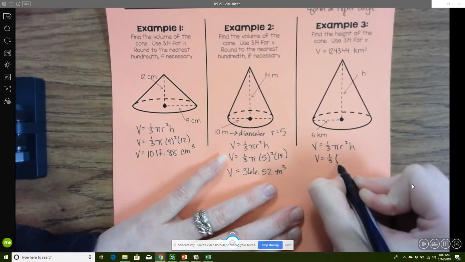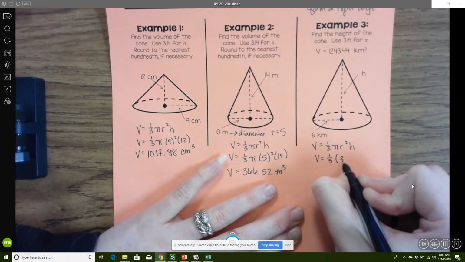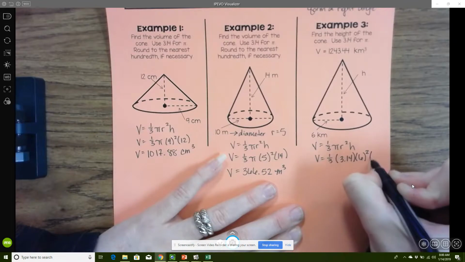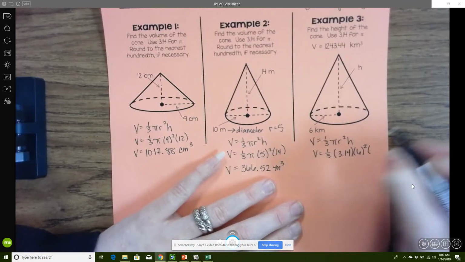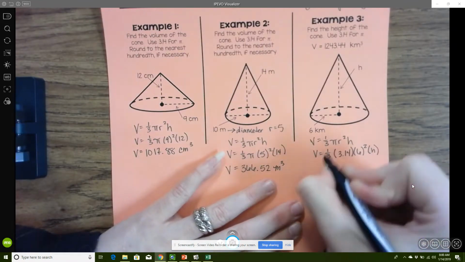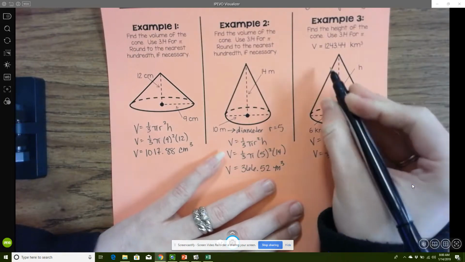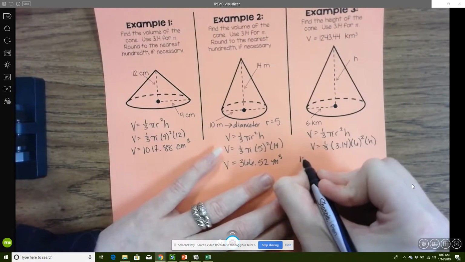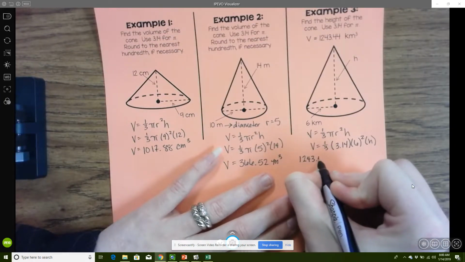All right, so on this one, I am going to use the 3.14 for pi. So right here for pi, I would plug that in, the 3.14. My radius is 6. And then I don't know my height. So what I need to do here for the volume is I need to plug that volume amount in.